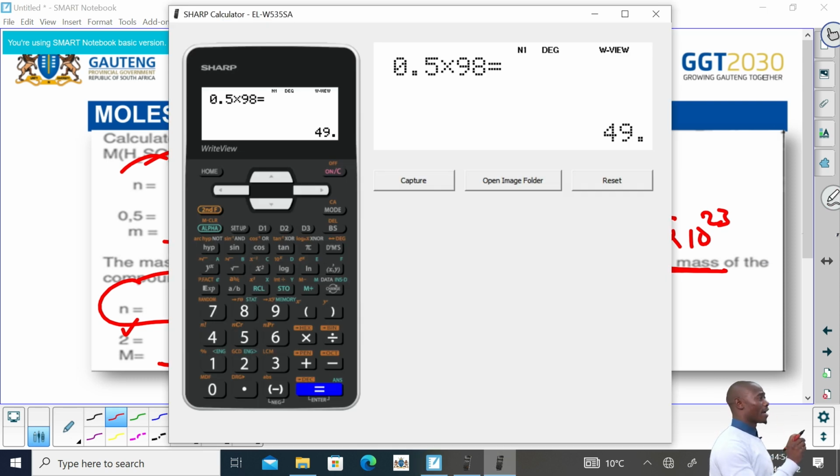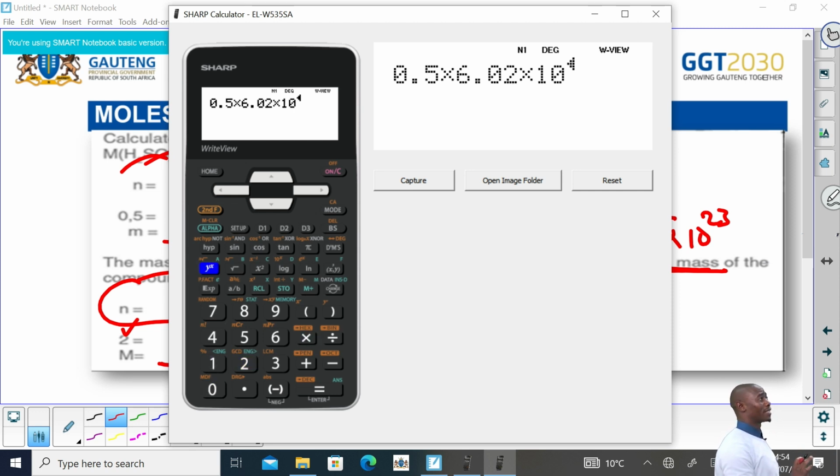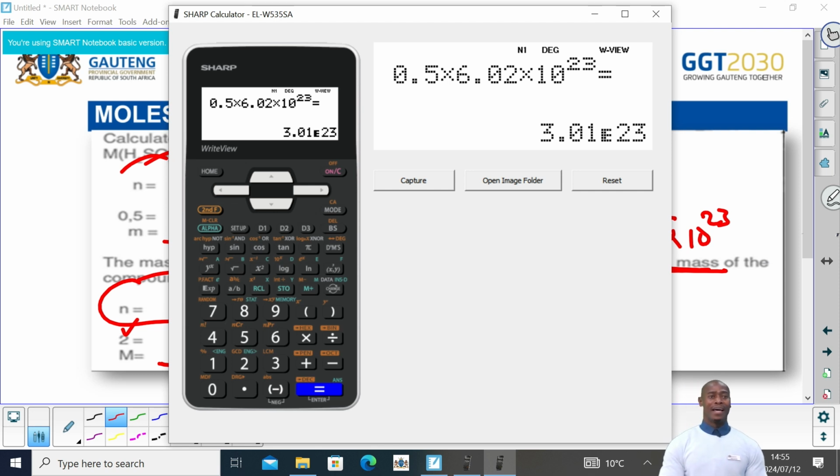Okay, so here we are having 0.5. You multiply that by 6.02 times 10 to the power 23. So 0.5 times 6.02 times 10 to the power 23. It's 3.01 times 10 to the power 23.